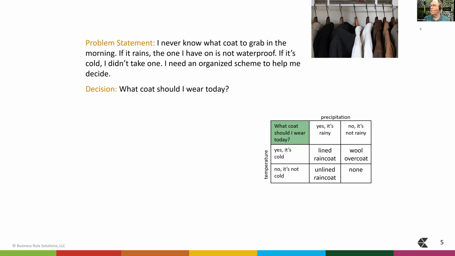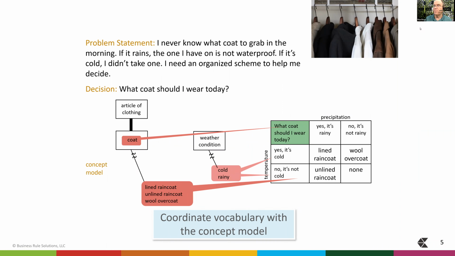So how does this work? Well, the first thing you need to do, of course, is you need to define terms. I'm not going to give you definitions, but I will relate it to a bit of structure. And if you're creating a concept model for this, a structured business vocabulary, you'll want to organize these terms in a way that makes sense. So coat, that's one of the terms that's used in the decision table, is a category of article of clothing. That's what that heavy dark line means in terms of the concept model. And I'm giving three instances of coat: lined raincoat, unlined raincoat, and wool overcoat, because those terms are used in the decision table.